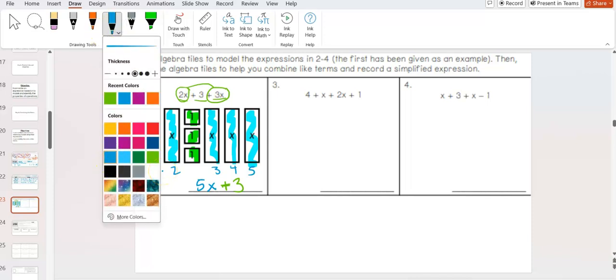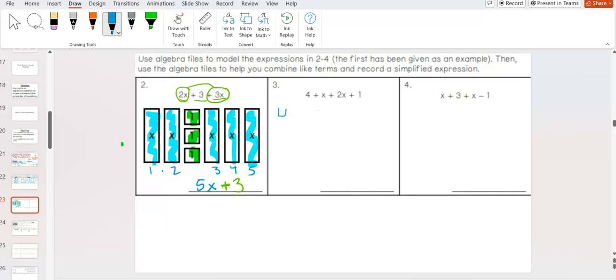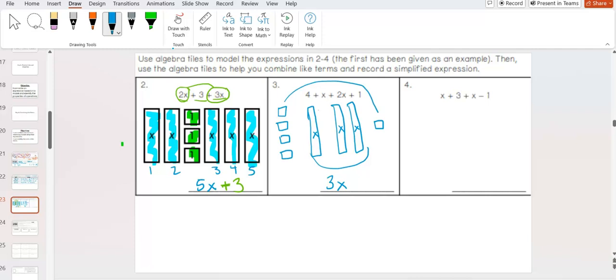Okay, so let's try it again. So over here, I've got 4 singles. Then I have an x. And then I have 2 more x's. And a single unit. We're going to put together all of our things. So we're going to put together all these x's to make 3 x's. And then I'm going to put together all these singles to make 5 singles.